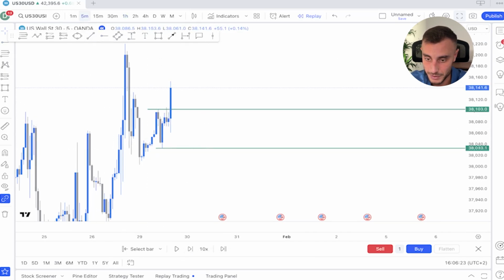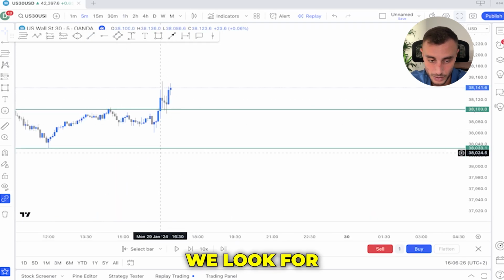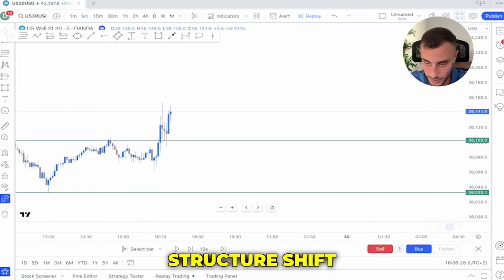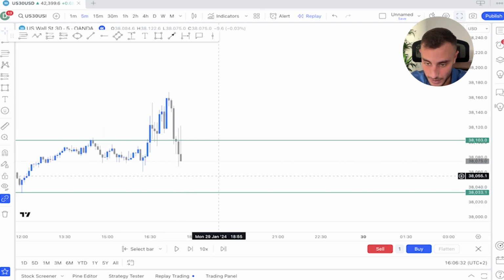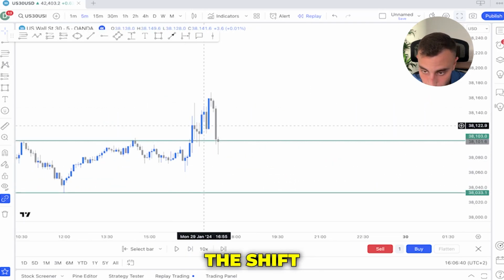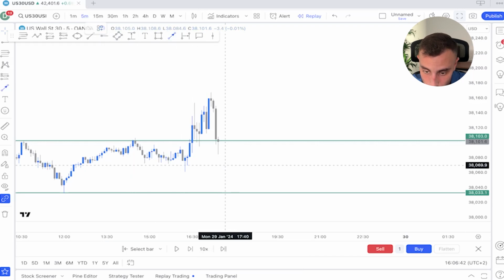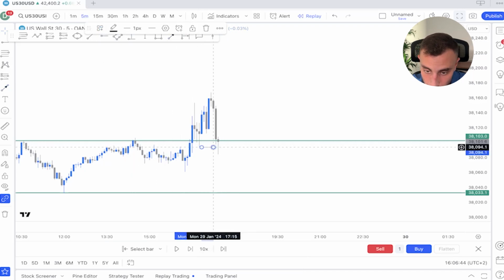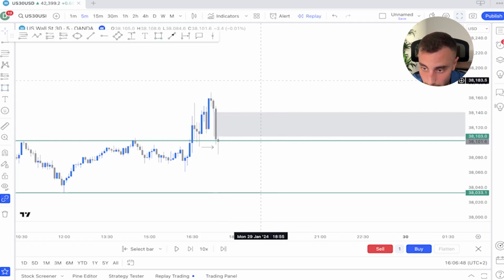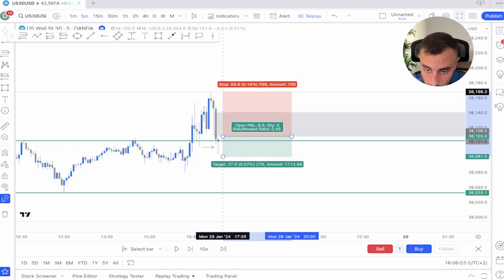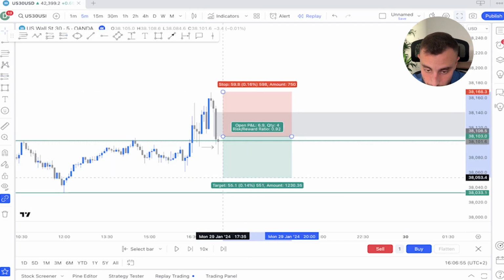Now we go on the 5 minute, and on the 5 minute, we look for our market structure shift. Okay, we look for our market structure shift, and we have it right here. Perfect. So here was the shift. The shift was right here. The fair value gap is this one right here. And now the entry would be here, stop loss above, and take profit at 1 to 2.